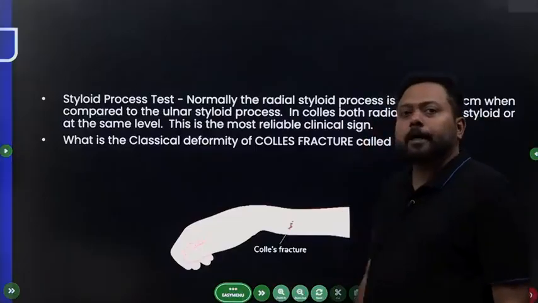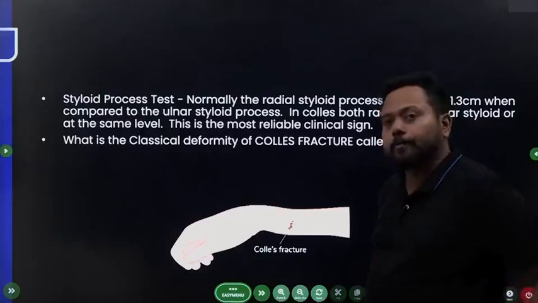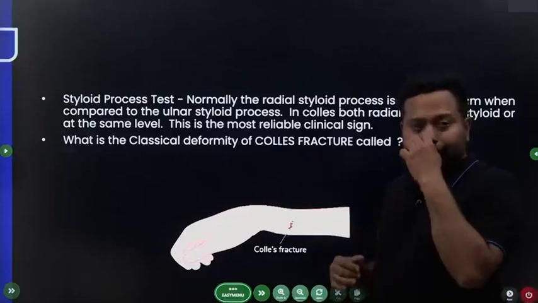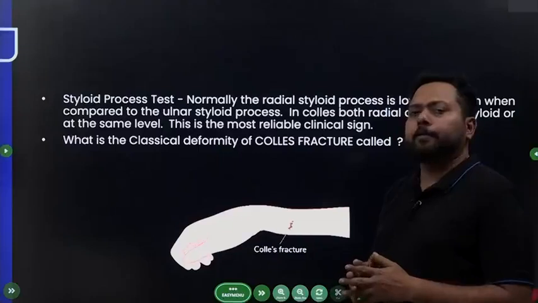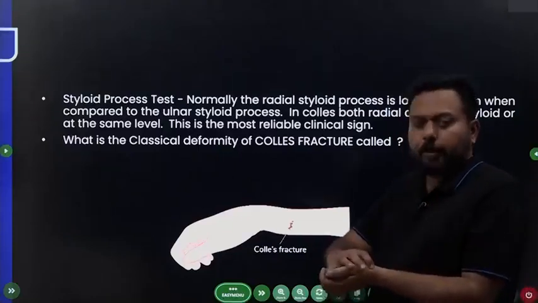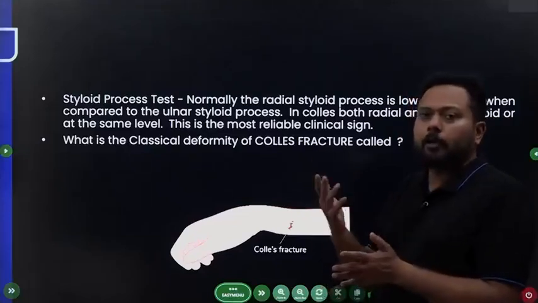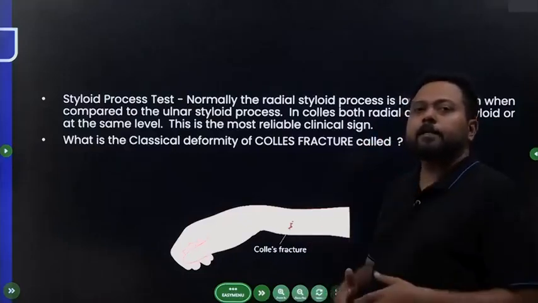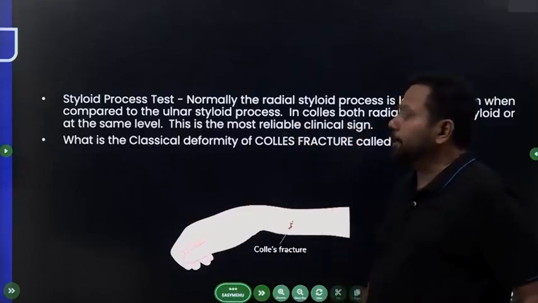Clinically, the test is called the styloid process test to diagnose a Colles fracture. On X-ray, obviously, you can easily diagnose. Suppose you are working in a center where an X-ray machine is not available; clinically, you can diagnose Colles fracture. What is the styloid process test? The classical clinical finding: normally, when you palpate the radial styloid and ulnar styloid, the radial styloid is 1.3 centimeter distal to the ulnar styloid. This is normal. If Colles fracture happens, the radial styloid and ulnar styloid will lie in the same line. This is called the styloid process test.